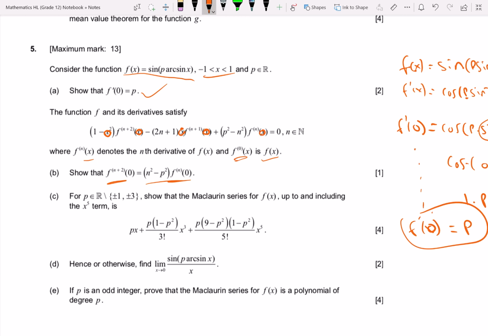1 minus 0 squared is 1. So we're left with 1 times f of n plus 2 of 0. Minus this, x is 0, meaning anything I multiply it by is 0 as well, which means this whole thing here is just gone because I'm multiplying it by 0. It doesn't matter what else is there. So then what's left here is p squared minus n squared times f n of 0 equals 0, right? And that's just the rest of this equation.